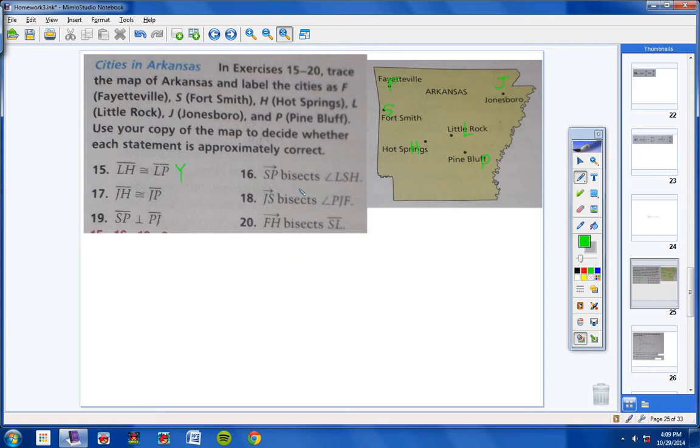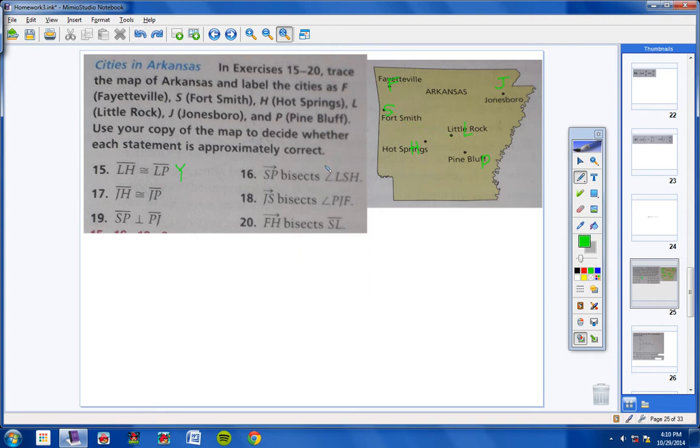Okay, number 16. SP bisects angle LSH. So here's LSH, so here's the angle. That's a really bad angle, but there's the angle LSH. And then SP. Does SP bisect or cut that angle in half? Well, it looks like it to me. It looks like this angle here would be congruent to this angle here. So I'm going to say yes. Just an estimation, but I would say yes.